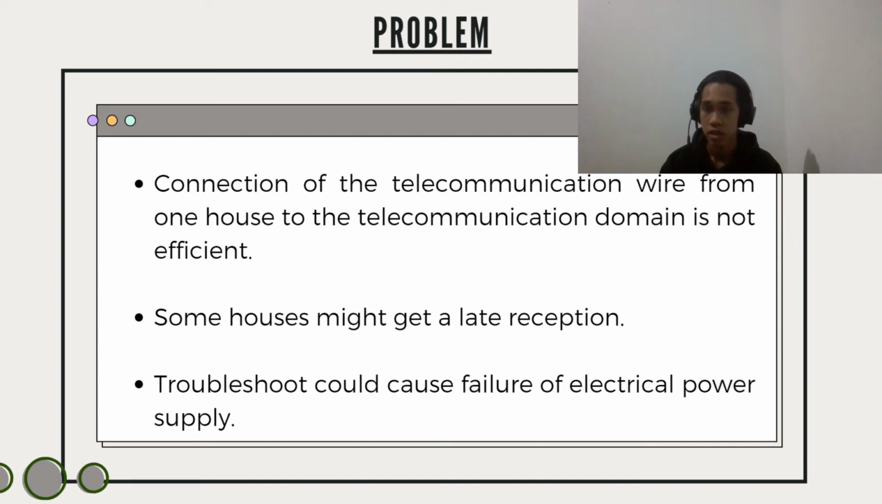And third, if the domain location of the telecommunication has a trouble, then every house that connects to it will get a failure of electric power supply. When this event occurs, there will be a lot of maintenance that the workers need to do.